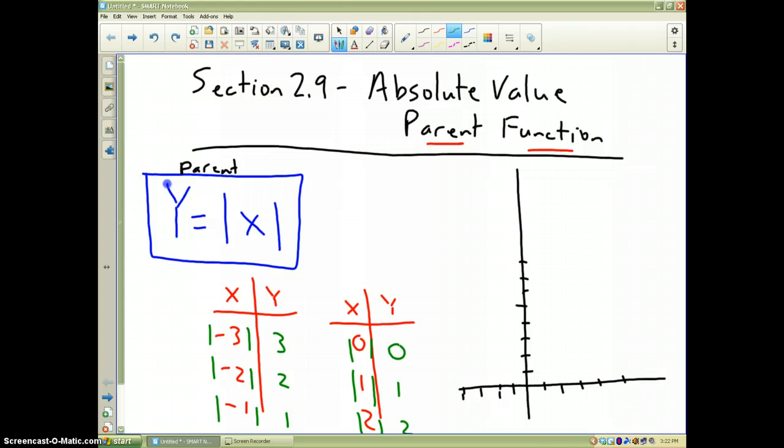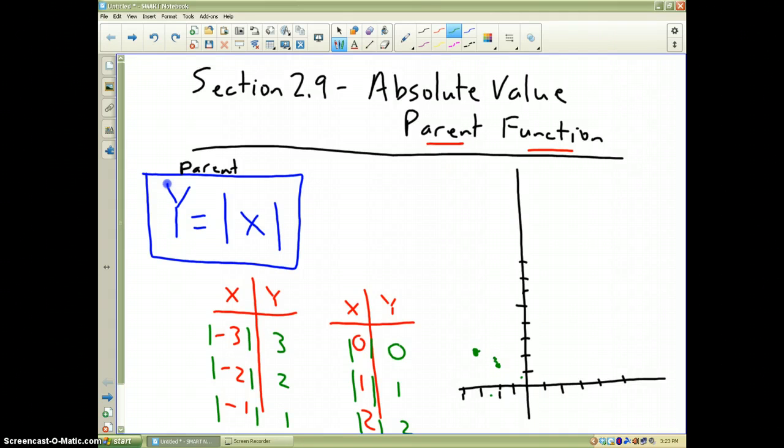Now, I'm going to plot those points on my graph. Negative 3, 3 is about right here. My graph is slightly off. Negative 2, 2 is probably more about right there. And negative 1, 1 is probably more about right there. So my graph is just slightly off on the smart board here. So I'm going to try and redo this a little bit more accurately if I can.